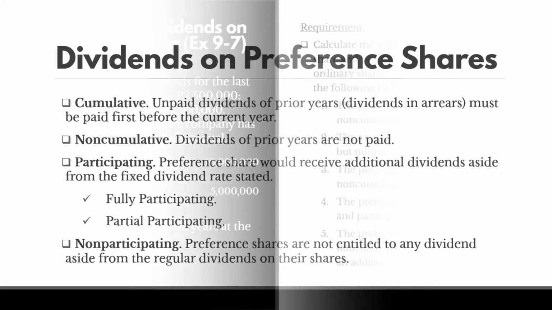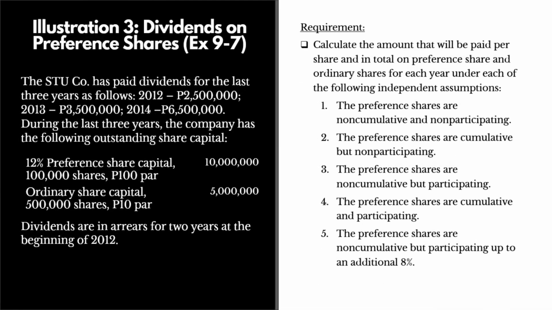Alright, so for us to be able to understand yung dividends on preference share better, kung paano siya ina-allocate, let's have illustration 3. So this is also exercise 9-7 of your book. So the STU Co. or company has paid dividends for the last 3 years as follows. So during 2012, nagbayad siya 2.5 million, 2013, 3.5 million, and 2014, 6.5 million. So itong dividend figures na to, para sa lahat na yan, both for preference and ordinary.